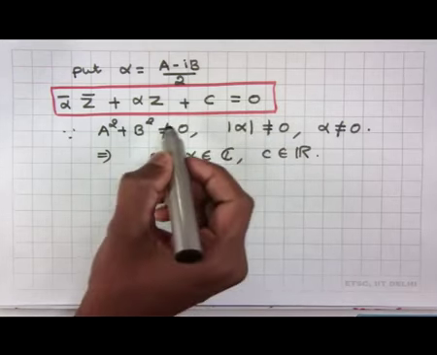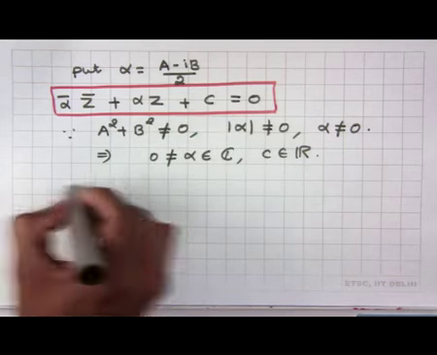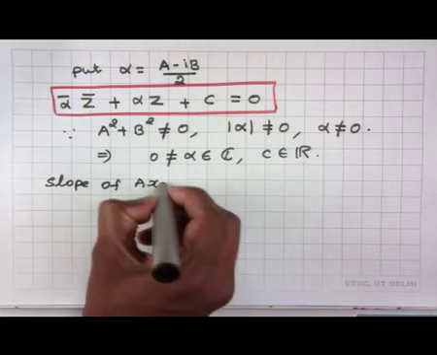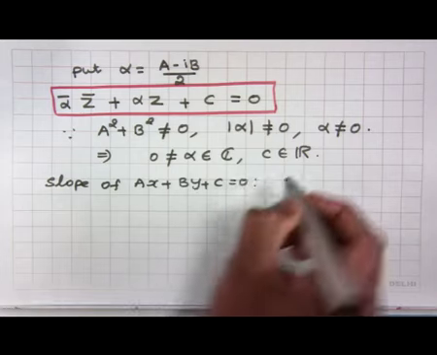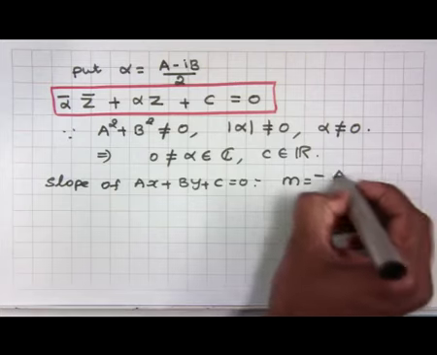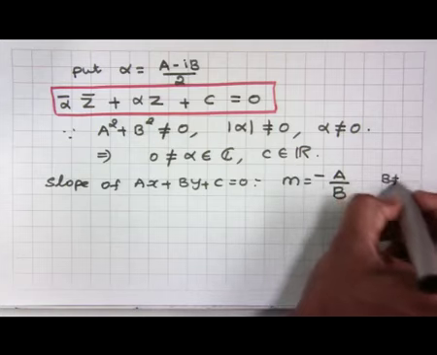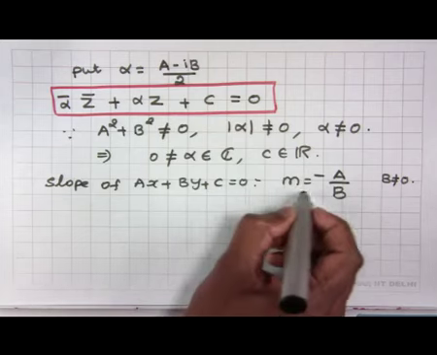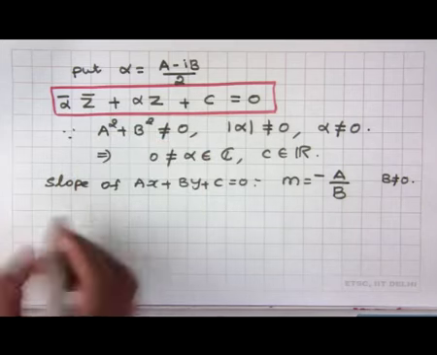One can ask what is the slope of this line. If we consider the slope of the given line, which is ax + by + c = 0, we get the slope m as minus a by b. Assuming b is non-zero, we could easily derive the slope of this equation in terms of alpha.